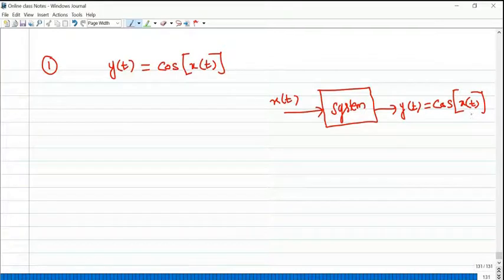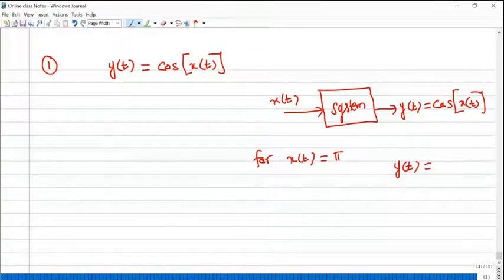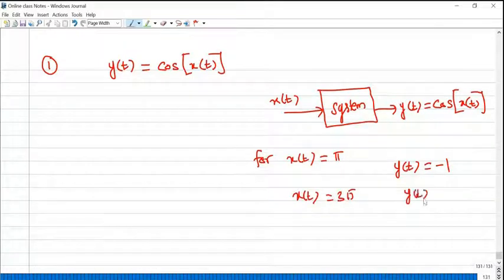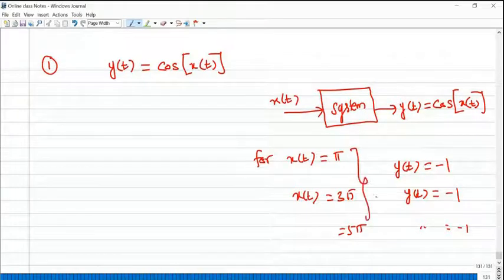For x(t) equal to pi, what is your y(t)? Cos of pi is minus 1. For x(t) equal to 3 pi, what is y(t)? Minus 1. So for x(t) equal to 5 pi, your y(t) is also minus 1. So we cannot identify because more than one input provides the same output.